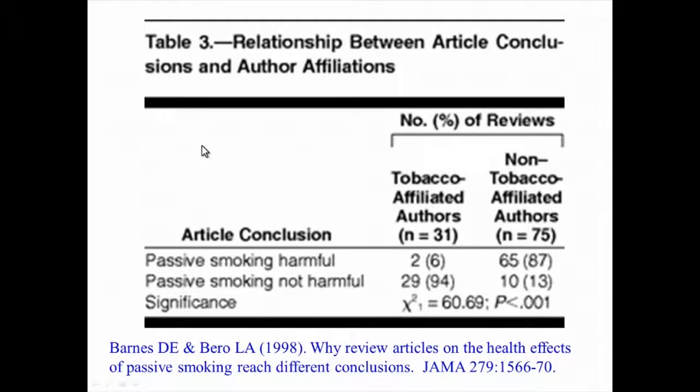And they looked at the relationship between the conclusions of the reviews on passive smoking and the affiliations of the author, and they divided them into those who were tobacco affiliated and those who were not. And so this is basically the 2x2 table with the proportions here, and you can see that among the tobacco affiliated authors, 94% concluded that passive smoking was not harmful. On the other hand, among the non-tobacco affiliated authors, 87% concluded that it was harmful.